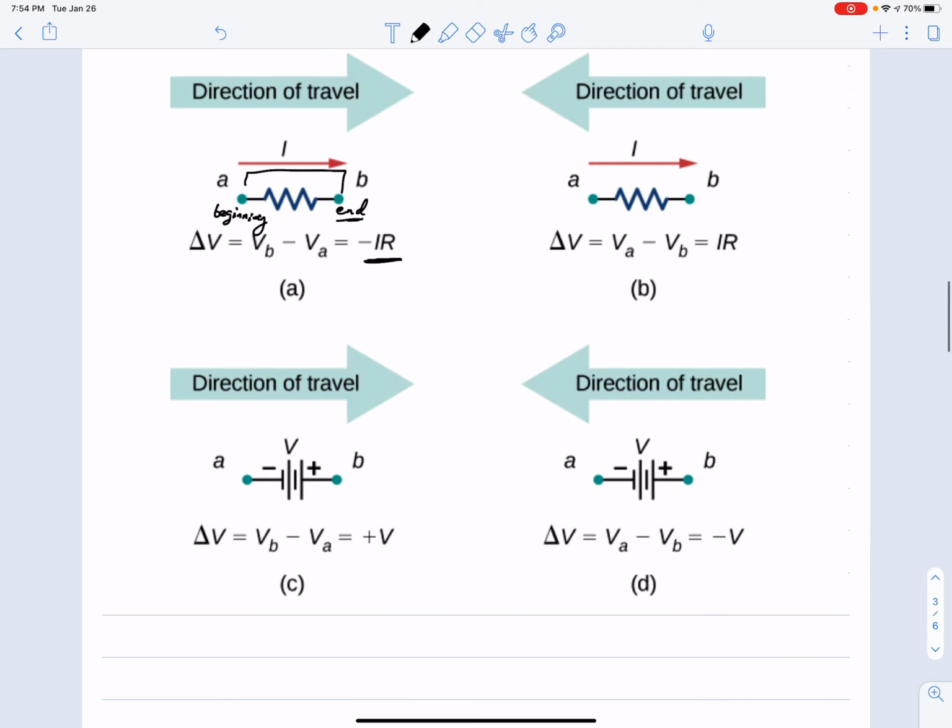If we decide to do it the other way around, where we're going against the current and we're doing the loop in another direction, then the way that we would start is, again, since we're going in this direction, this is the end, and this is the beginning.